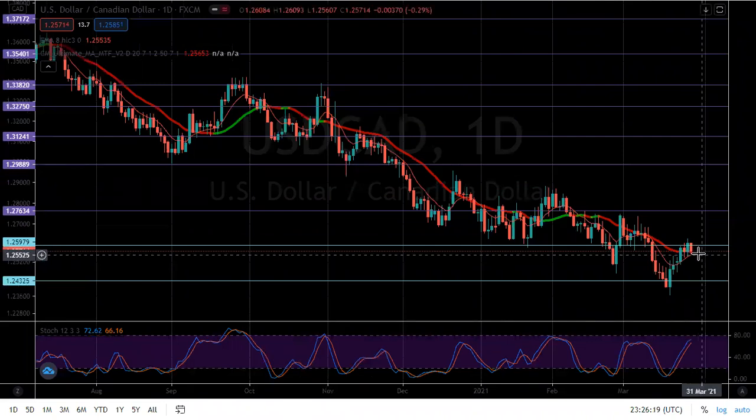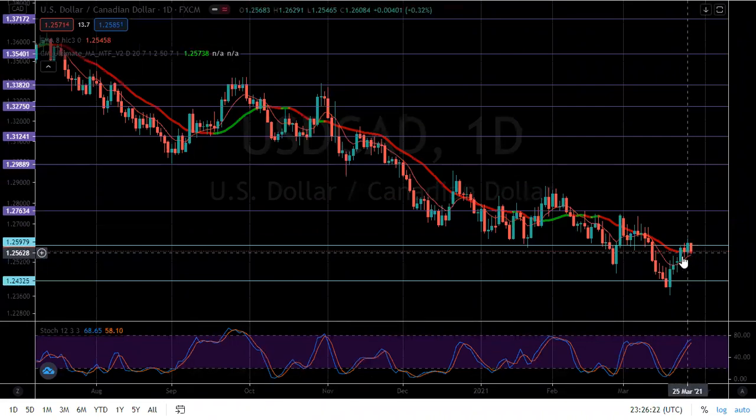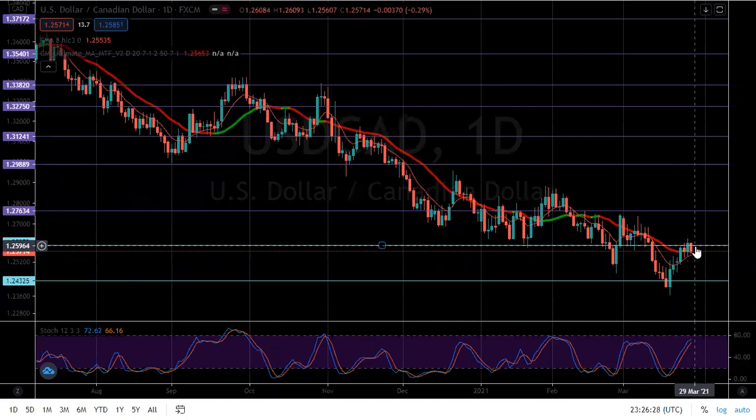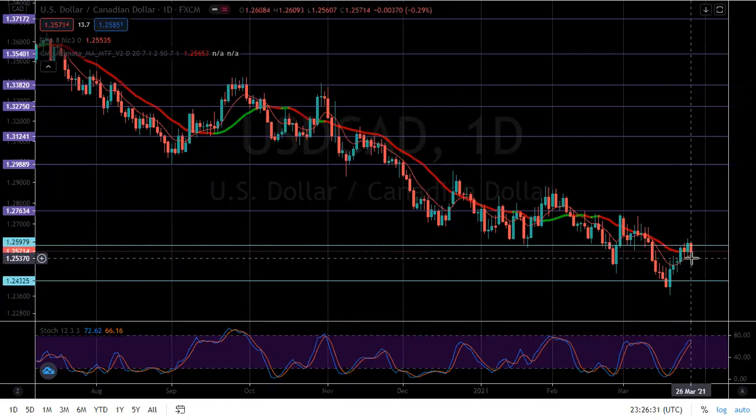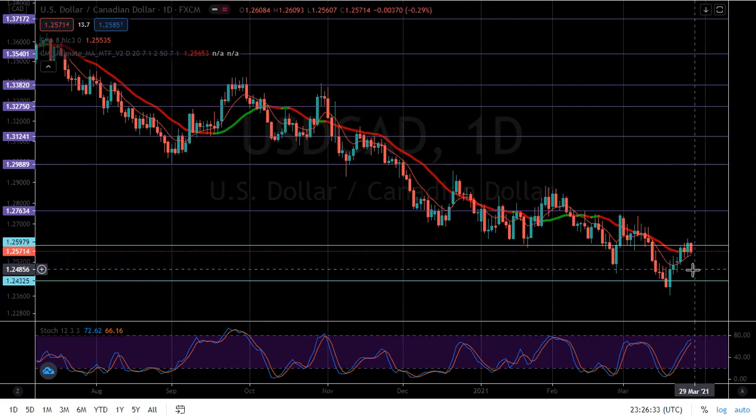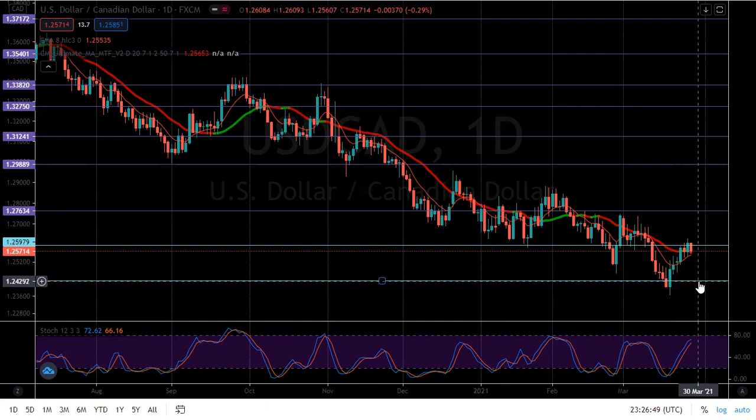We have already seen something like a piercing pattern, a railway track pattern, reversing at this key level. So most likely we'll see a follow-through of this to the downside. We could get to the 1.2450 area, following the order block here, before reacting to this area. But that's what I can see the market do.